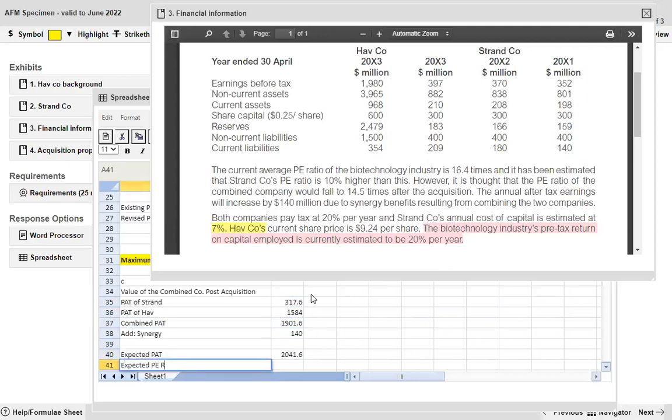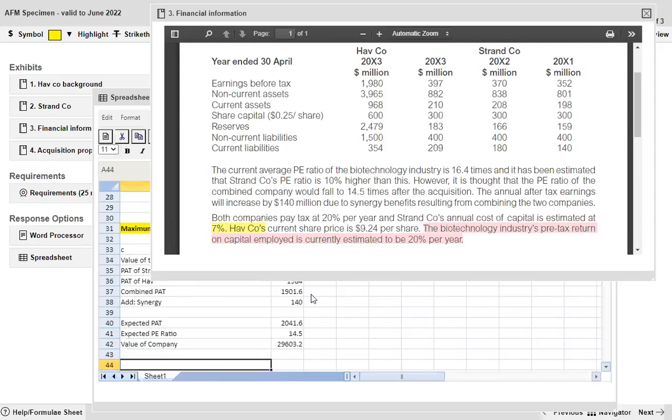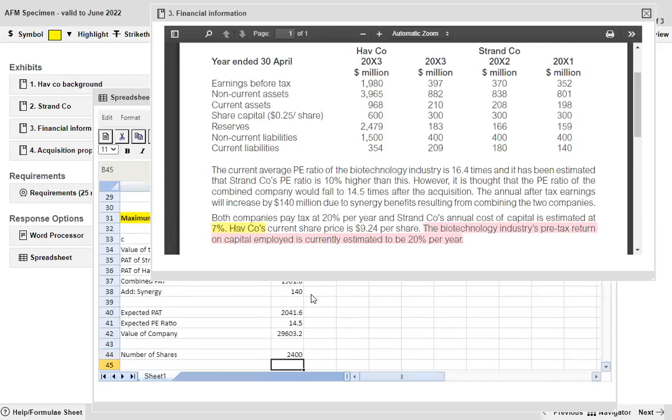The expected PE ratio is expected to be 14.6, 14.5 times. And on the basis of this, the value of company is going to be what? The value of company is going to be this. Now, when I talk about the number of shares, we have got 600 million as the capital, divided by the par value, which is 0.25, gives you 2400 million shares. Now the value of one share of the combined company will be worth what? Will be worth this divided by this, gives you what?